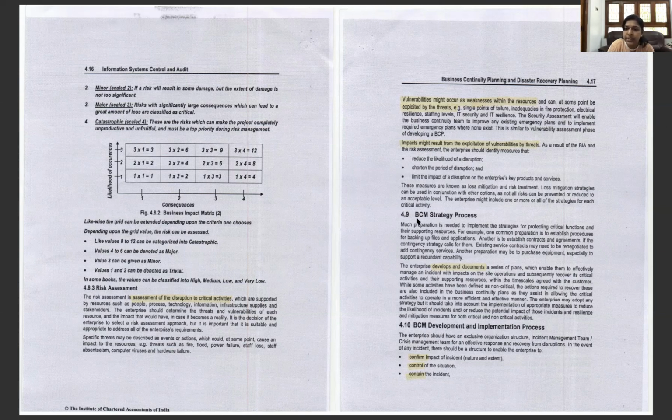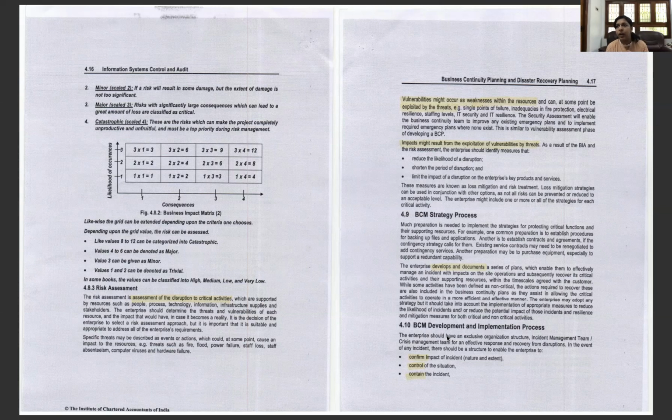Next is BCM as a strategy process. We have also seen it before. That is the development and documentation of a series of plans. Here also you can give a thorough read again. And then is BCM development and implementation. BCM is a development and implementation process. As I already told you, there will be a few terms which start with C here.